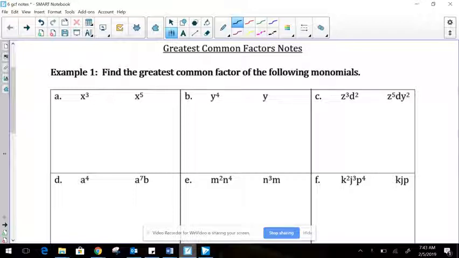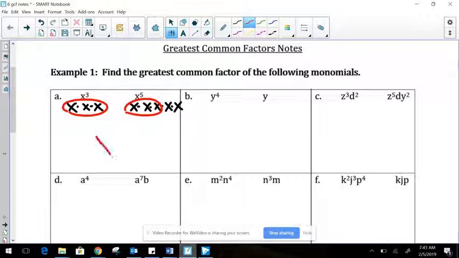Okay, so this first one here, let's write it out. x cubed, we know from last chapter, is 3 x's. This one is 5 of them. If I want to take out anything they have in common, there's 3 here, there's 3 here. So x to the third, or 3 x's, 1 times 2 times 3, that's my GCF between those two terms. Okay, let's try another one here.